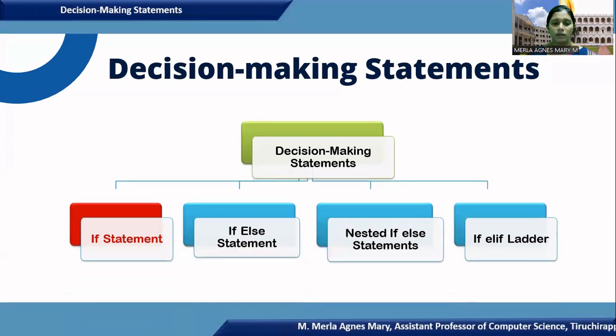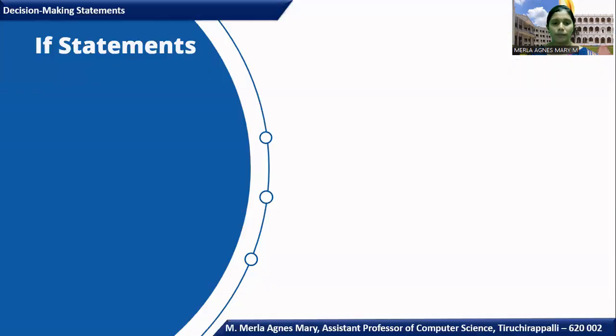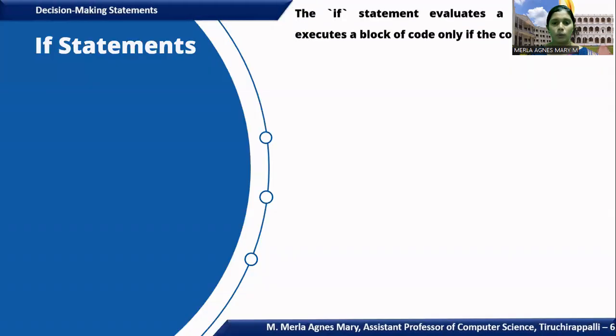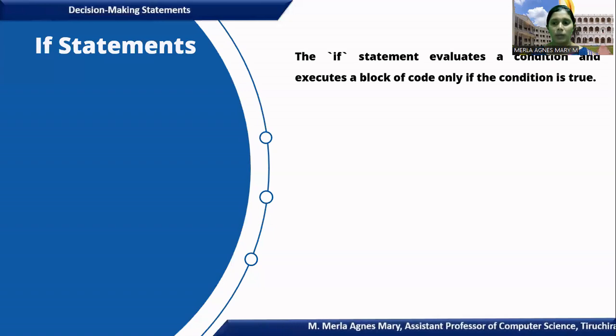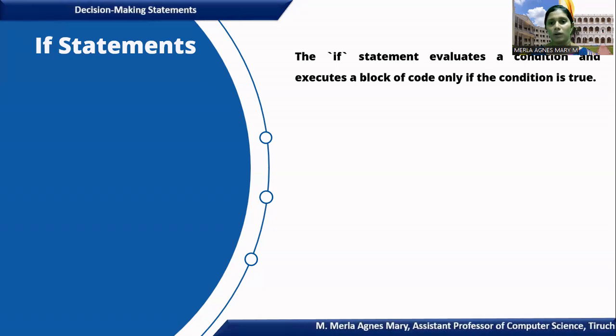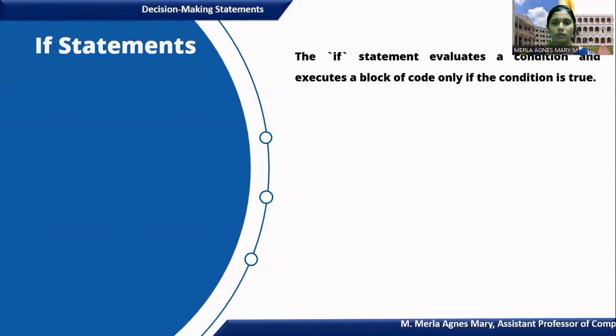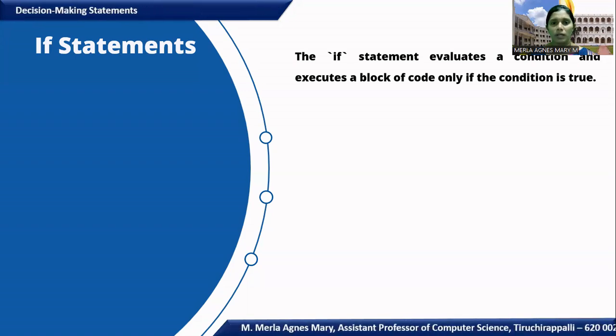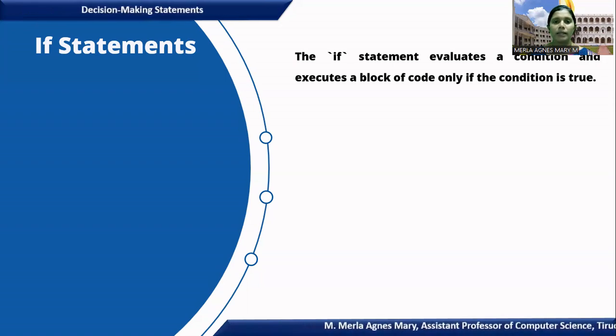So first we see the if statement. The if statement evaluates the condition and executes a block of code only if the condition is true. That is, if the condition we give is true, the set of code or the block of code will work. So inside the if condition, we give some statements or a block of code. If the given condition is true, the statement will be printed and executed.